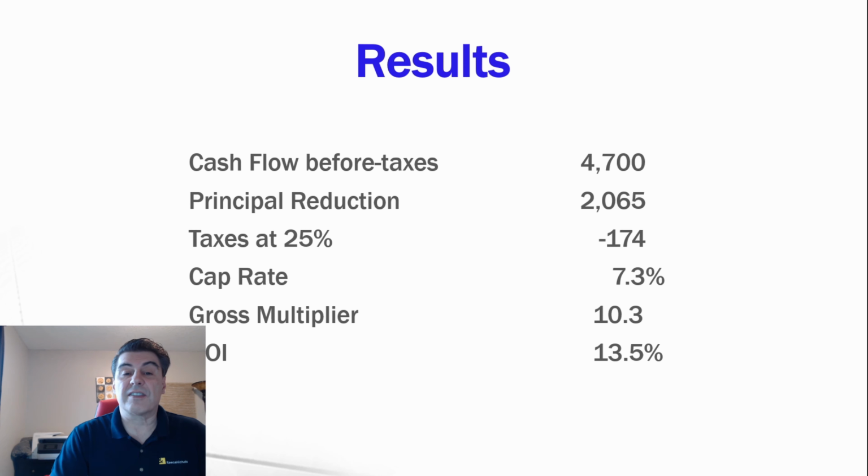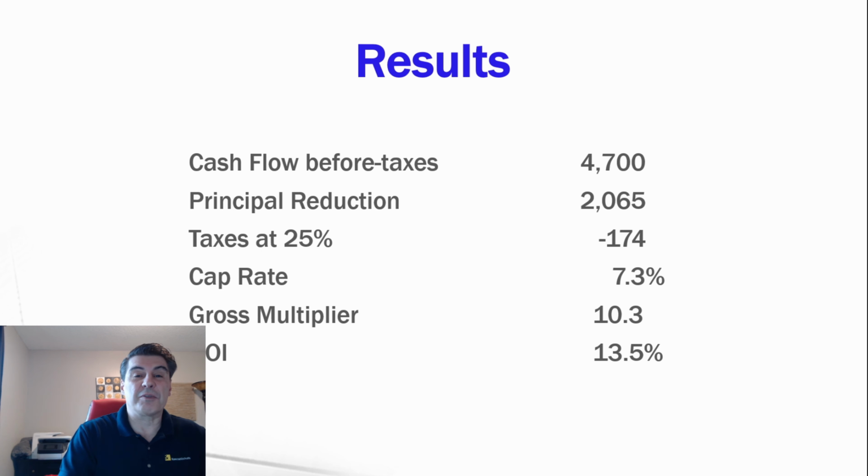The results for this example, which we're going to go into more detail on, are cash flow before taxes of $4,700, principal reduction of $2,065, and this is going to be subjective to what your situation is. I plugged in a number, say I have a tax rate of 25%. Then a cap rate of 7.3 with a gross multiplier of 10.3 and the return on investment at 13.5.